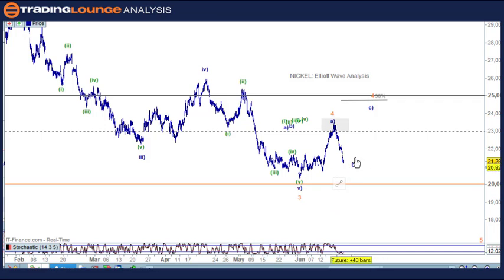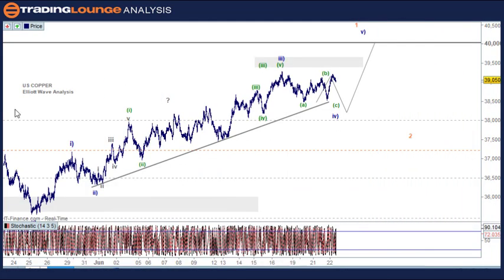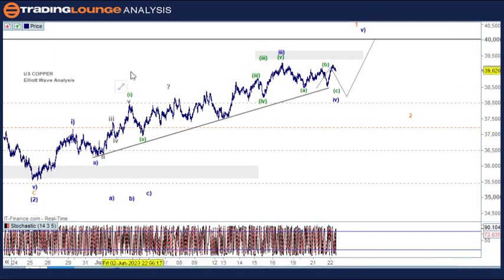It's quite possible we can push up for the C wave here. I haven't counted that down here. I'm not really fussed with it at this particular point in time. More interested in this one here in terms of copper, showing us 5 waves to the upside.